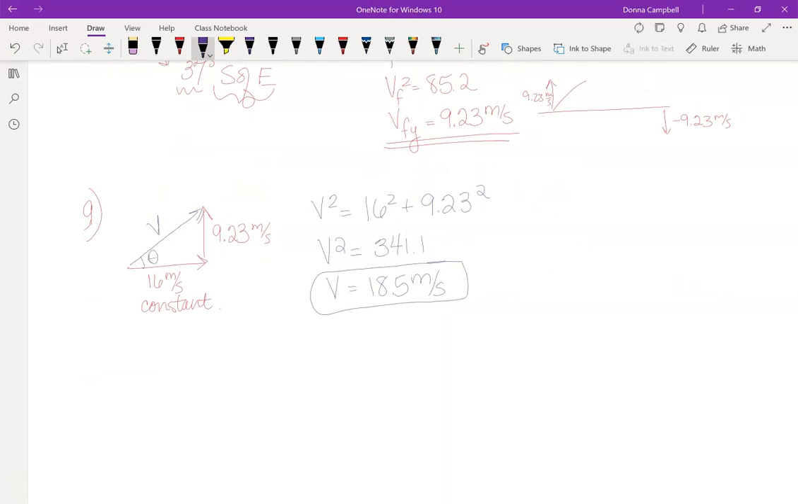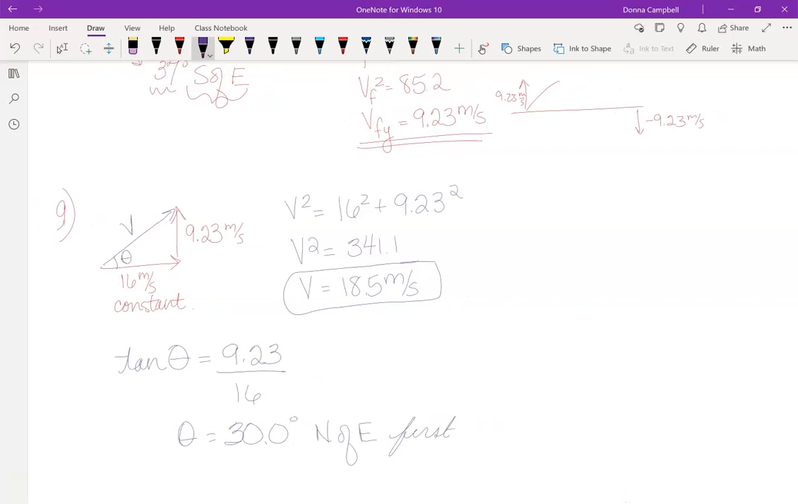So let's find theta. The tan of theta is equal to 9.23 over 16. Therefore, theta is roughly, it's close, 30 degrees. And according to my drawing, it is north of east. And this is for that first one. If it asked for the second one, it would be 30 degrees, but in this case it would be south of east, because it would be below the horizontal. And the way you look at that is 9.23 down while it's still going 16 over.